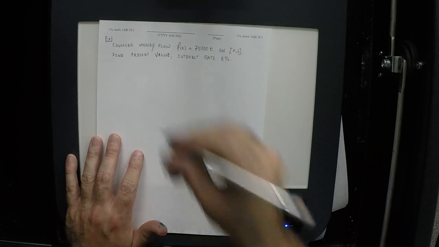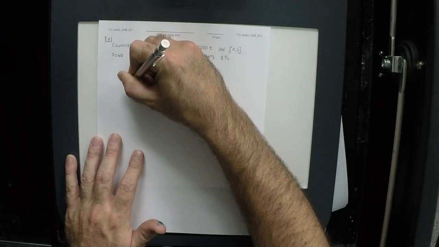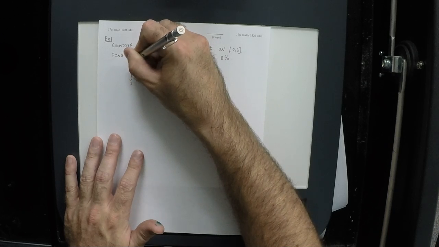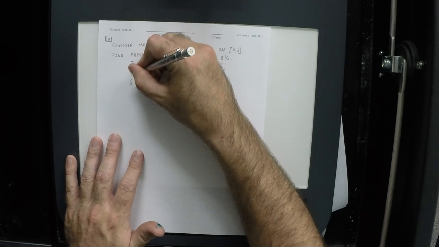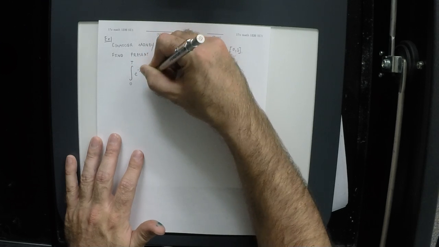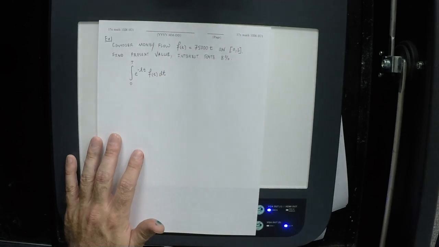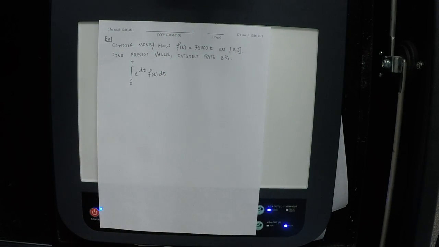Yeah, plug it into the formula. Okay, so the formula is, just copying it from the previous page, the integral from 0 to big T of exponential negative r little t, f of little t, dt. So that's the formula from the previous page.